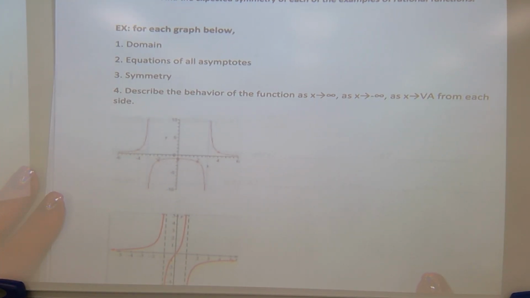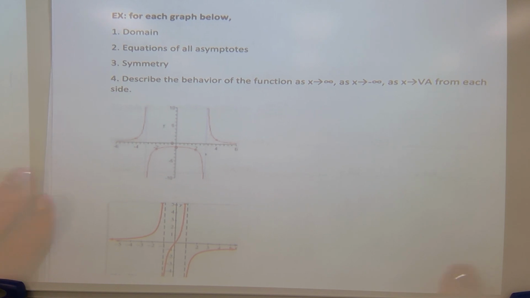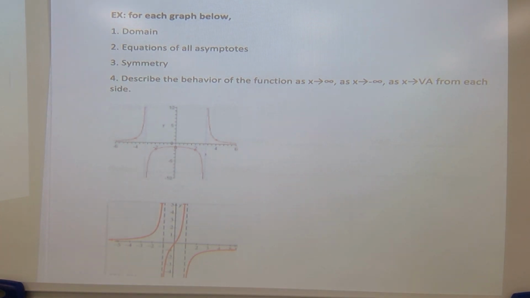All right. For each graph below, we are given graphs. For each graph below, we're going to find the domain, the equations of the asymptotes, symmetry, and we're going to describe what the function is doing as x gets large and as x approaches vertical asymptotes. What is the function doing as x gets large and as x approaches the vertical asymptotes?